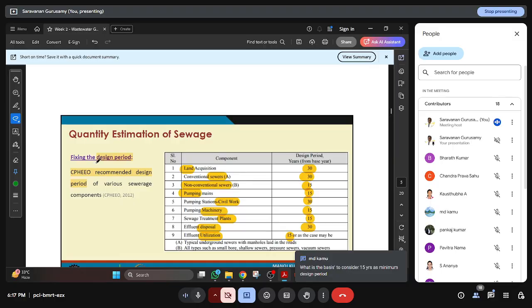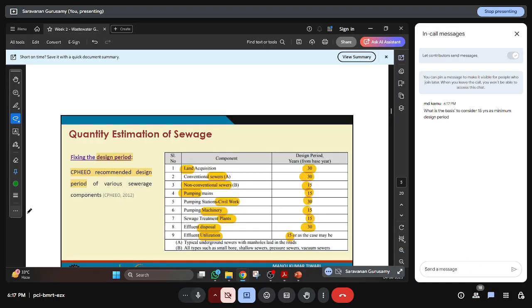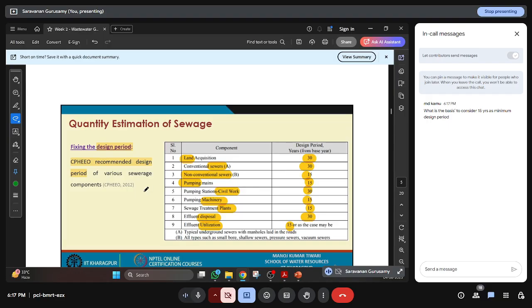What is the first step? Design period. That is what I am going to discuss in this slide. What is the basis to consider 15 years? That's the question, right? Here I am saying 15 years as an example for sewer lines, so you can understand clearly. What is the point in fixing the design period? We have a manual called CPHEEO, Central Public Health and Environmental Engineering Organization, that recommends design periods for various sewage components. I am talking about the sewer lines, right? For the main sewer pipes, 15 years is the design period. You can see the guidelines, given by CPHEEO 2012.